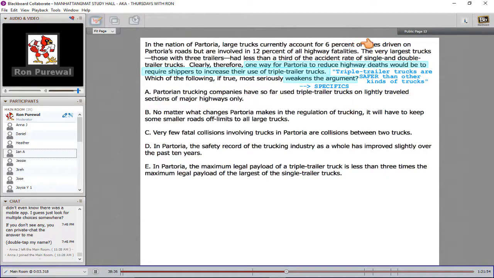Big trucks in general are 6% of the miles on the road, but are 12% of highway deaths. But the biggest trucks, the ones with 3 trailers, have a lower accident rate. So they're saying trucks with 3 trailers had a lower accident rate. Therefore, these trucks must be safer than other trucks.